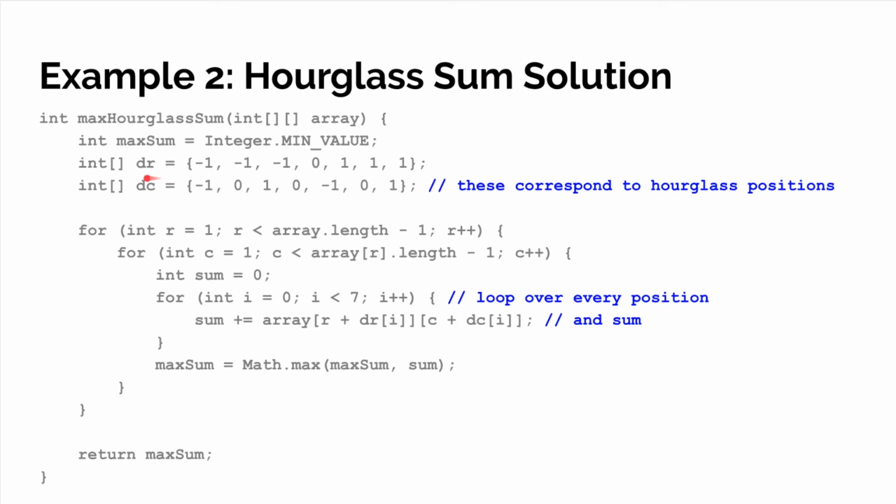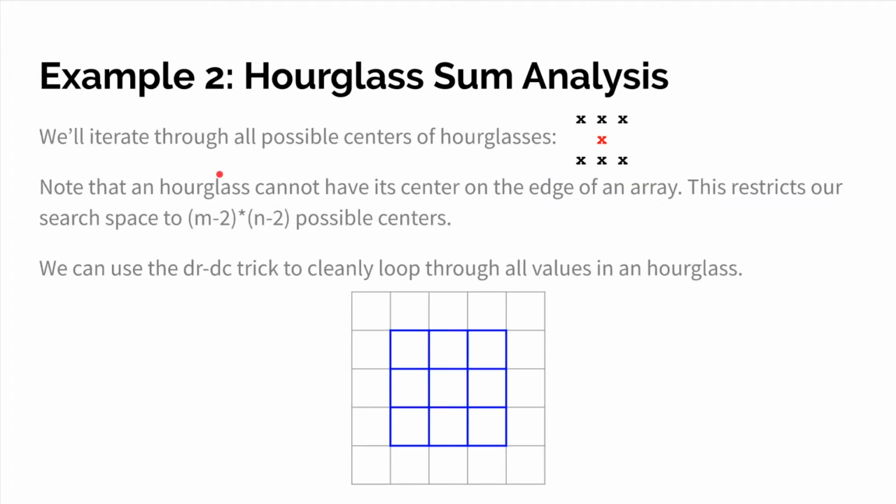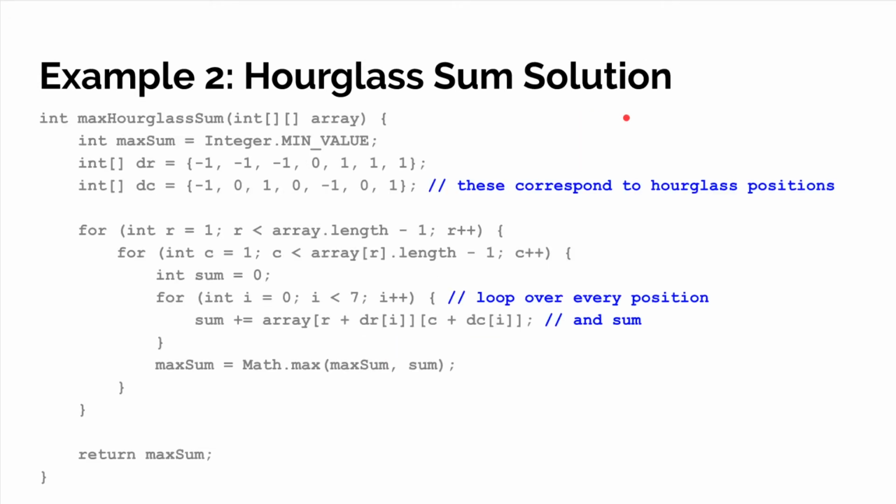So you can see here that we have our DRDC arrays. Here would be corresponding to the top of the hourglass, right? So if we call this position 0, 0, then this would be -1, -1, -1, 0, -1, 1, etc. And you can see how this corresponds to each value in these arrays.